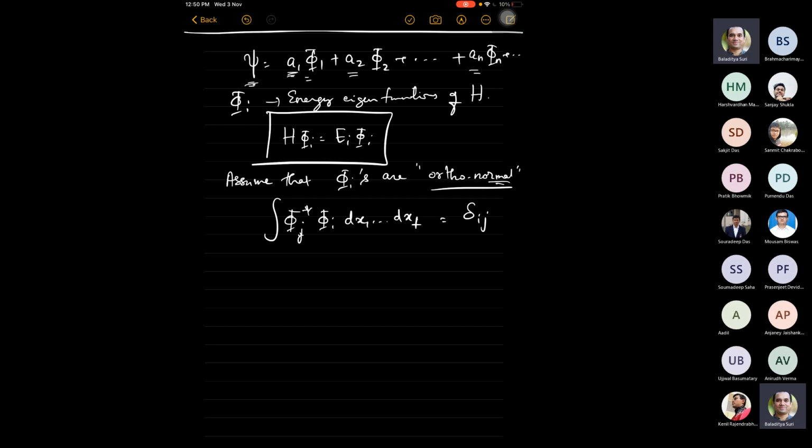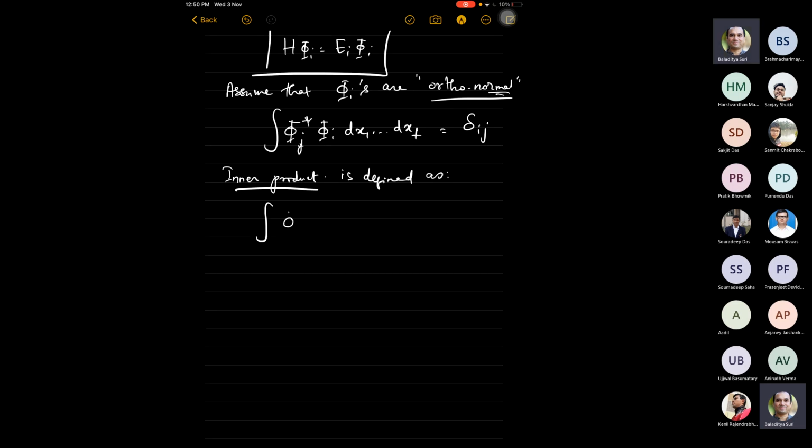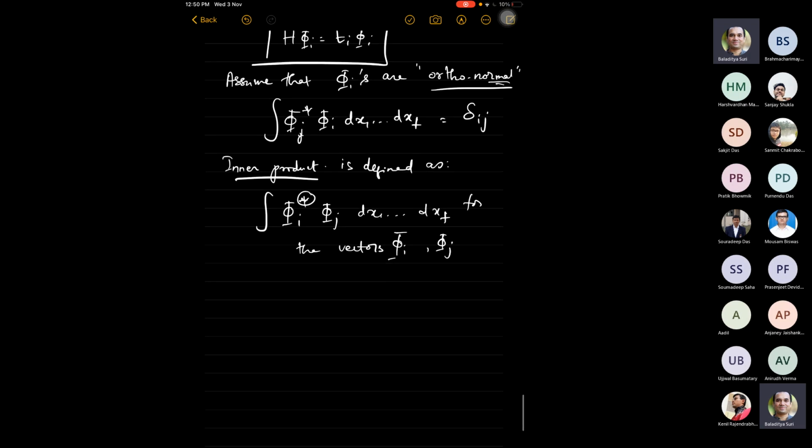So they have been normalized and they are orthogonal. Orthogonal means the dot product, so the inner product is defined as the integral of phi_i star phi_j dx1 to dxf for the vectors phi_i and phi_j. Now remember to put this star, okay? That's very important because these are complex vectors in general, complex functions in general. So you have to include the conjugate.